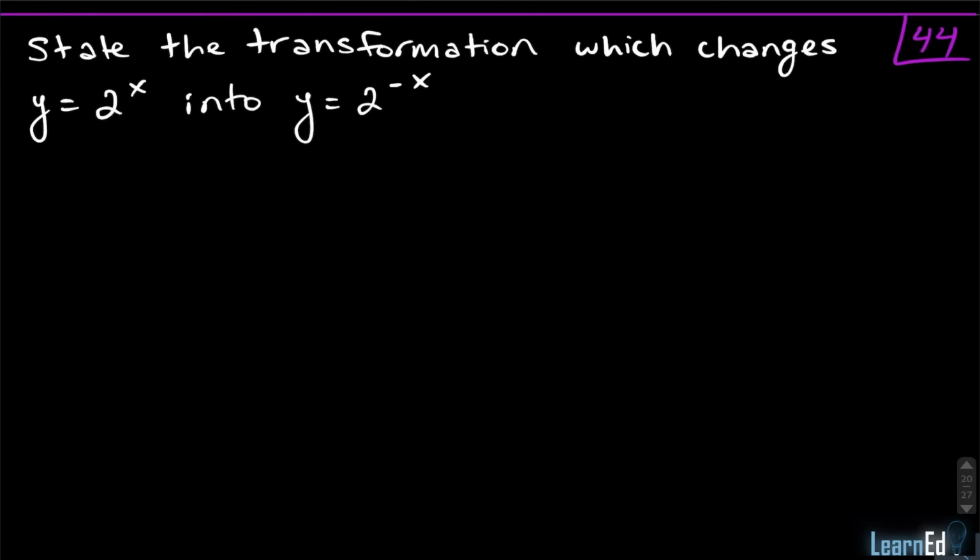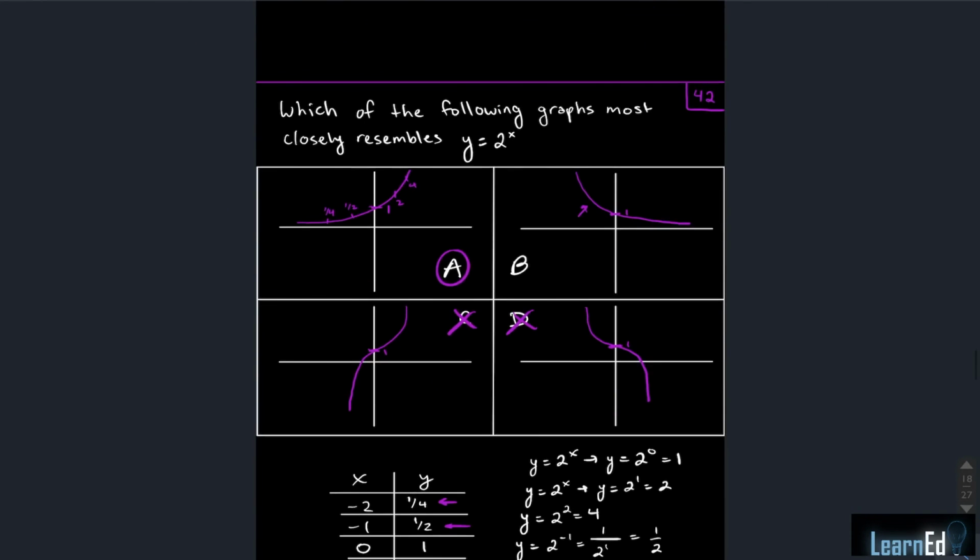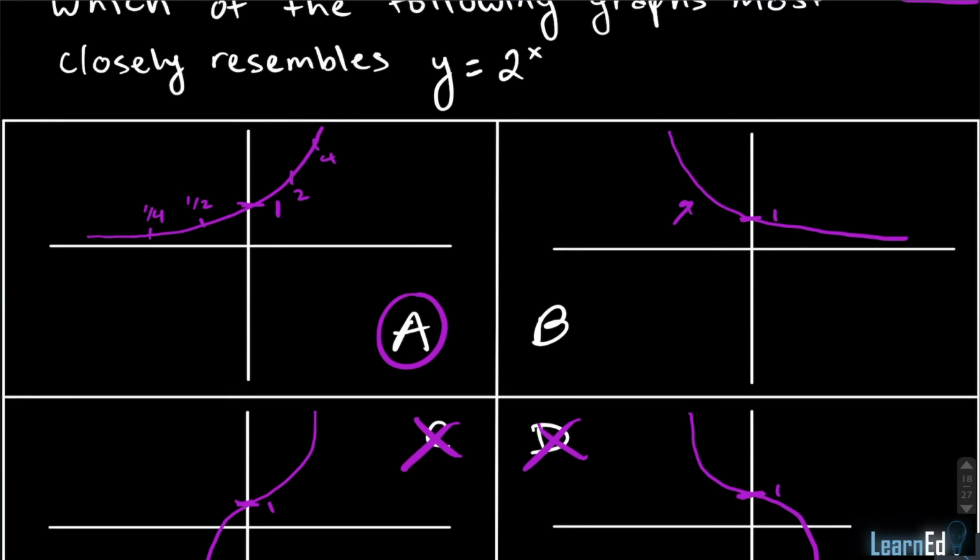Moving on, we have problem 44. For problem 44, we want to state the transformation which changes y equals 2 to the x into y equals 2 to the negative x. This actually kind of goes back to our graphing problem from before. This graph right here actually belongs to y equals 2 to the negative x.